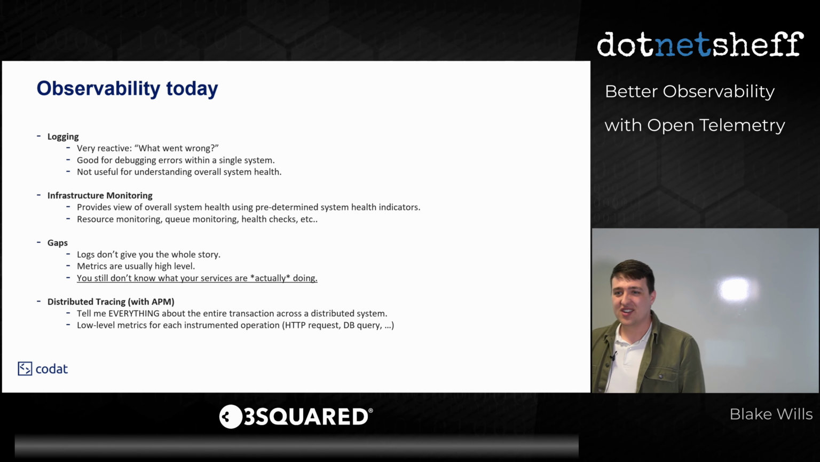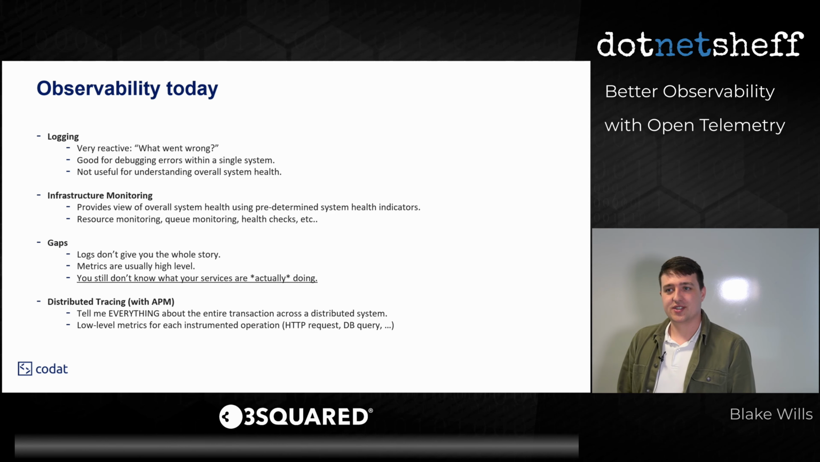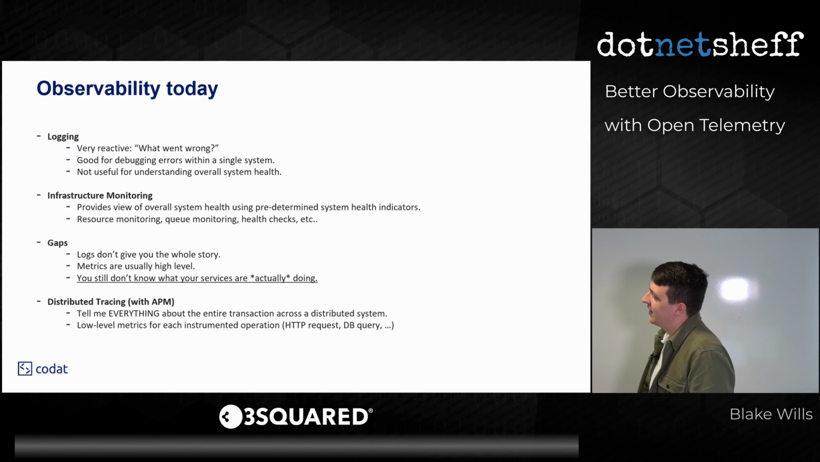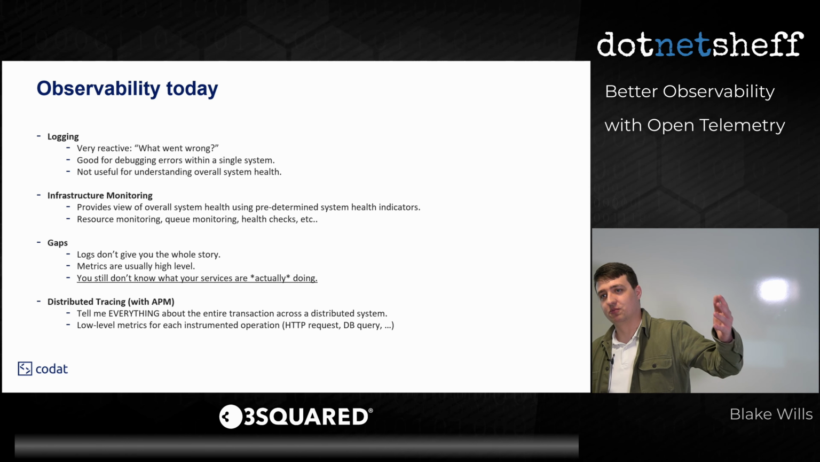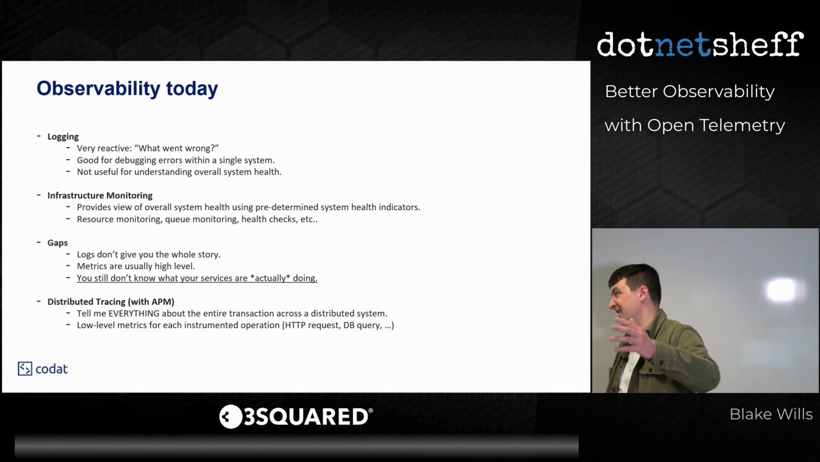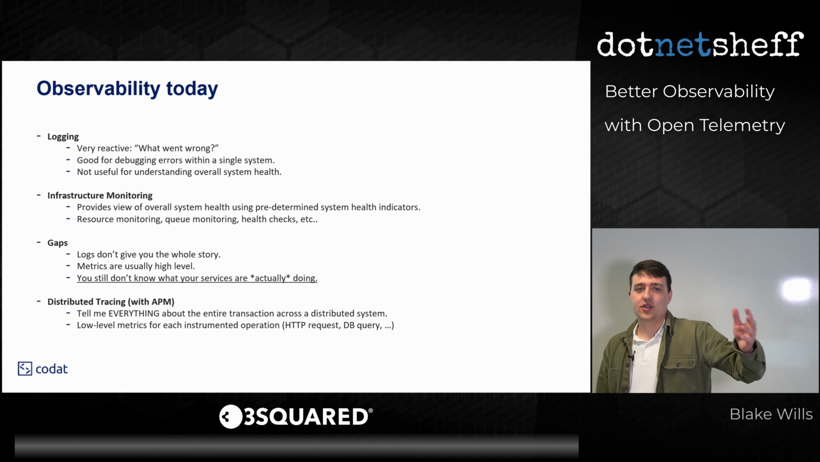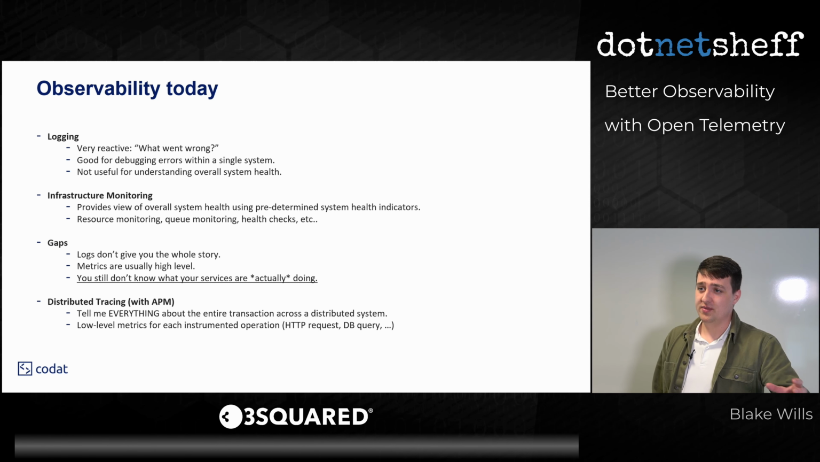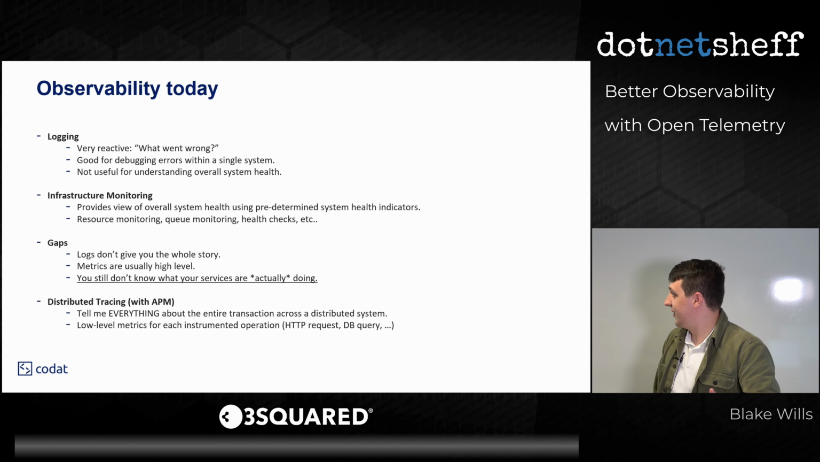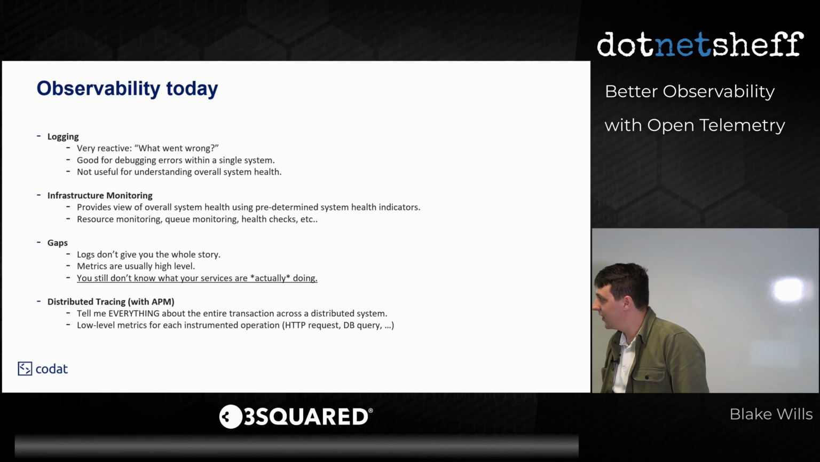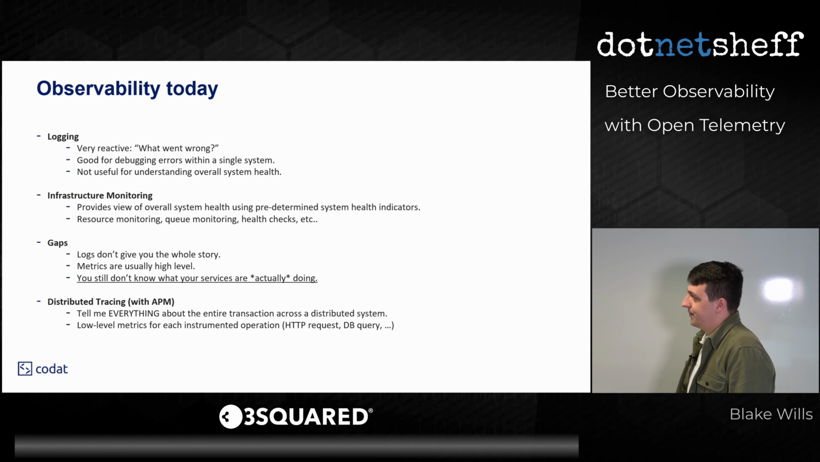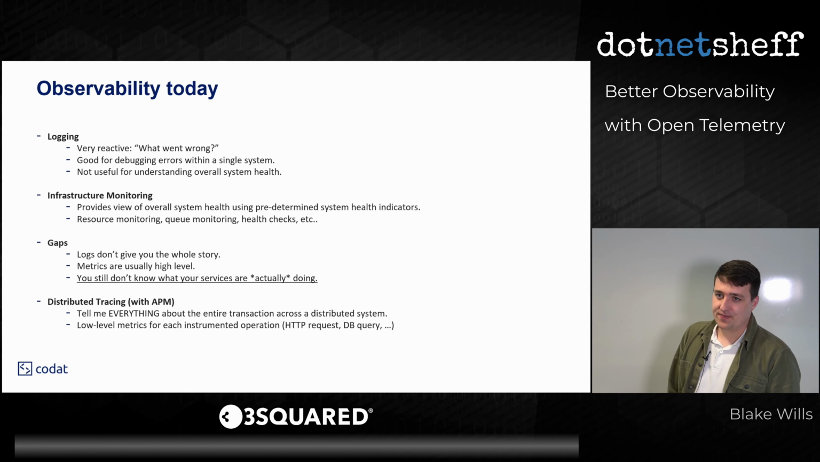And honestly, they're pretty useless for things like overall system health, right? And that's where you usually end up looking at infrastructure monitoring. So that's not just your CPU utilization, your memory, that sort of stuff, but also, what's your application actually doing? Sticking some metrics around that sort of thing, adding queue monitoring, health checks, all of that. And that's what I mean by infrastructure monitoring. So that's great. There's still gaps.